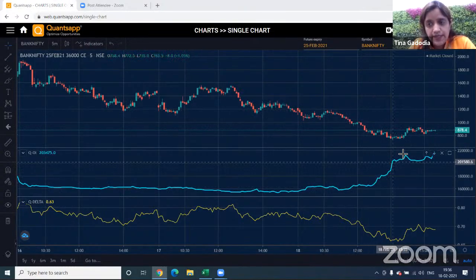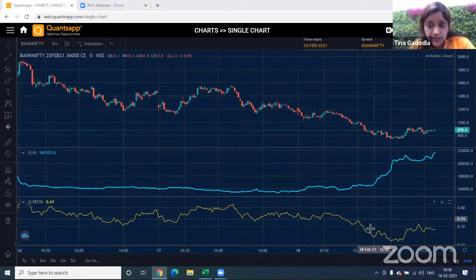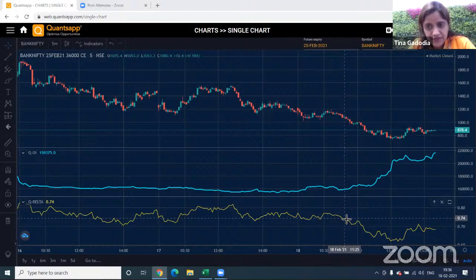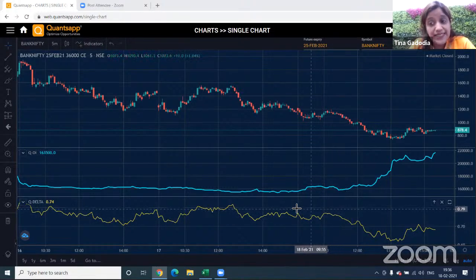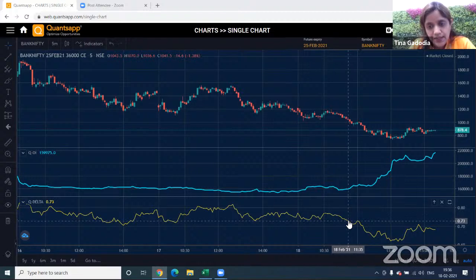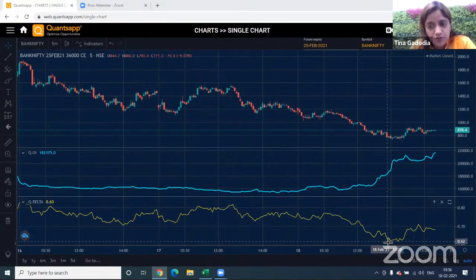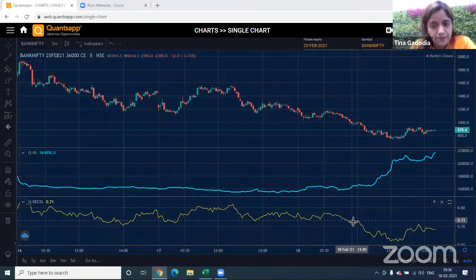The option OI has increased. That means the short was there. Now, if you look here, the delta chart. So you saw over this period around 11:25, there was a delta which also was giving a breakdown. So that means earlier, which was the option in the money, now it is shifting its regime and moving towards at the money or out of the money. So this way we can play out.